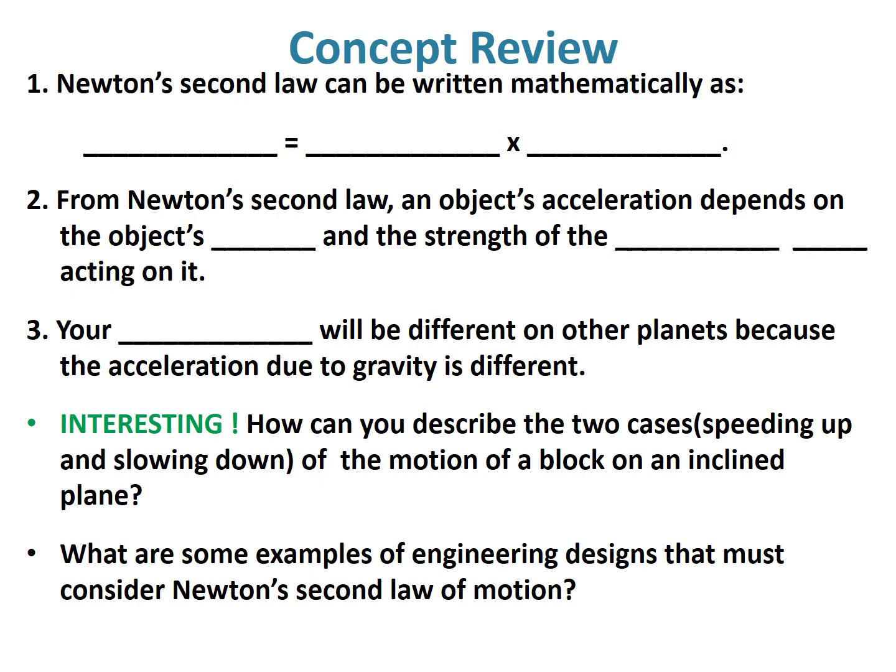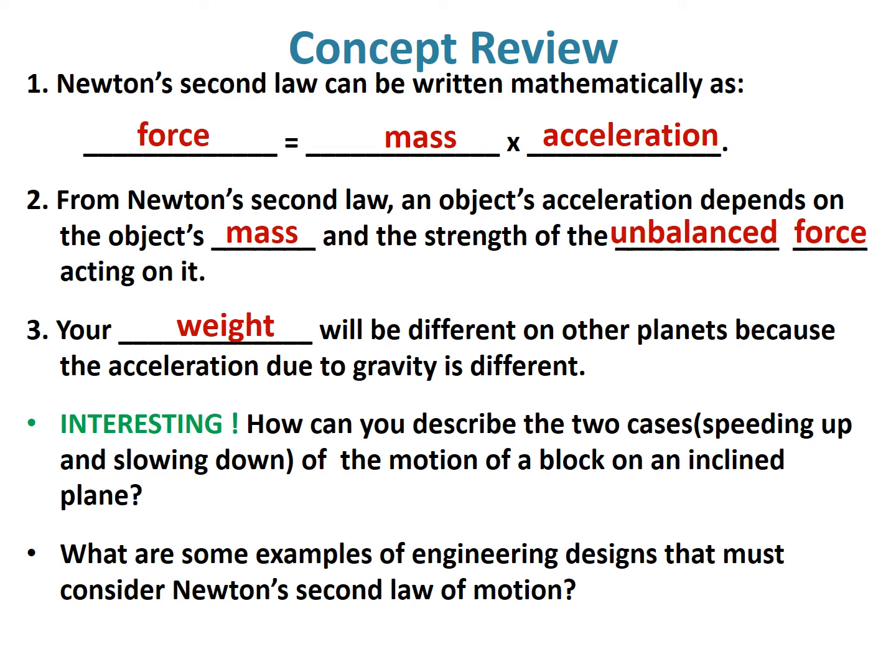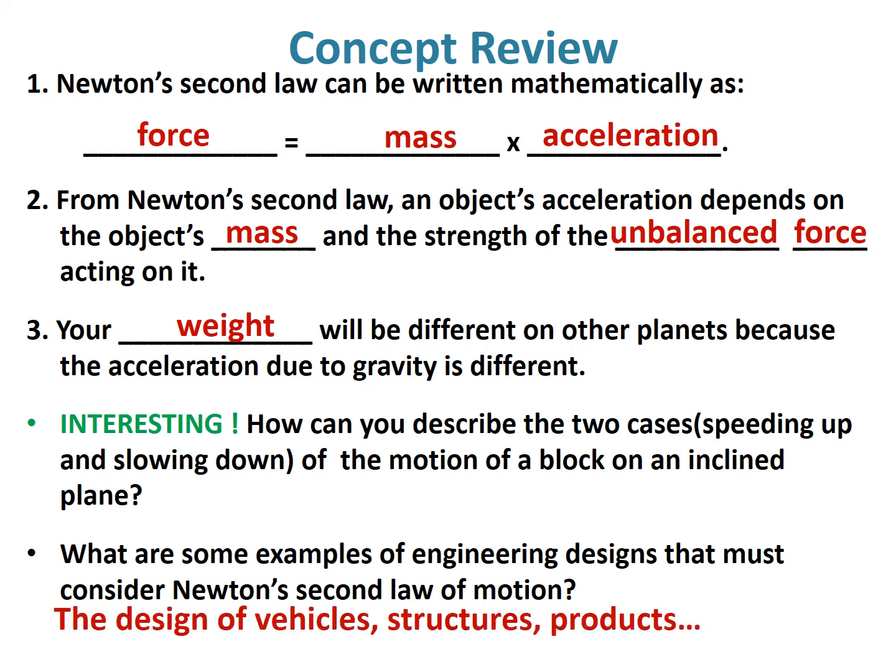Okay, so just to review some of the information that we've covered so far. Newton's second law can be written as force equals mass times acceleration. From Newton's second law, an object's acceleration depends on the object's mass and the strength of the unbalanced force acting on it. Your weight will be different on other planets because the acceleration due to gravity is different. Some things to think about.